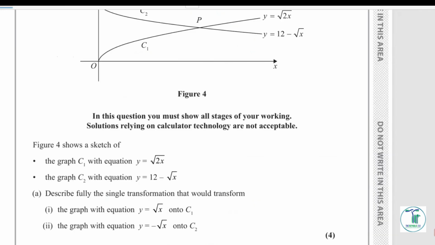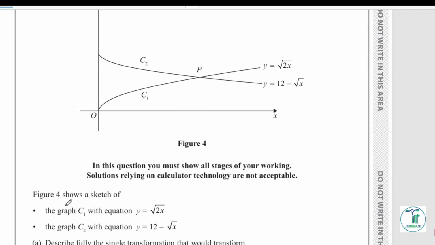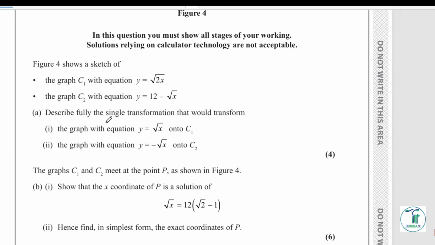Now we have got the next question, that is question number 9. In question number 9, you've got a C1 curve and a C2 curve. And having these two curves, we need to describe the single transformation that would transform the graph with equation y is equal to under root x into C1. Well, y1 was under root 2x, right? And now we have got under root x. So what kind of a transformation is this? This is stretch along y-axis by under root 2, right?